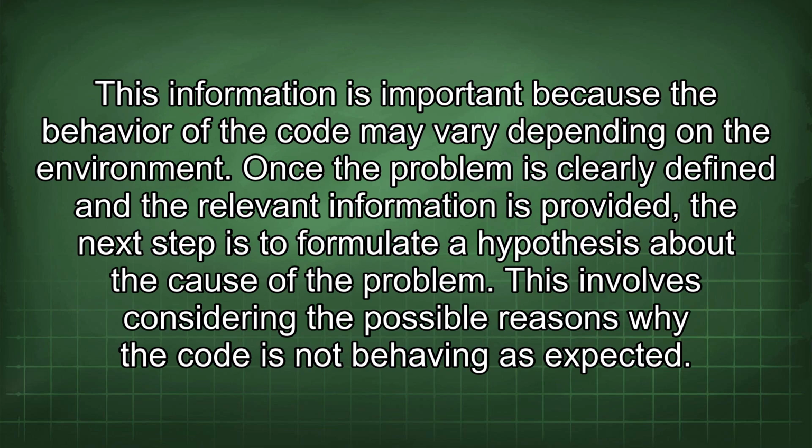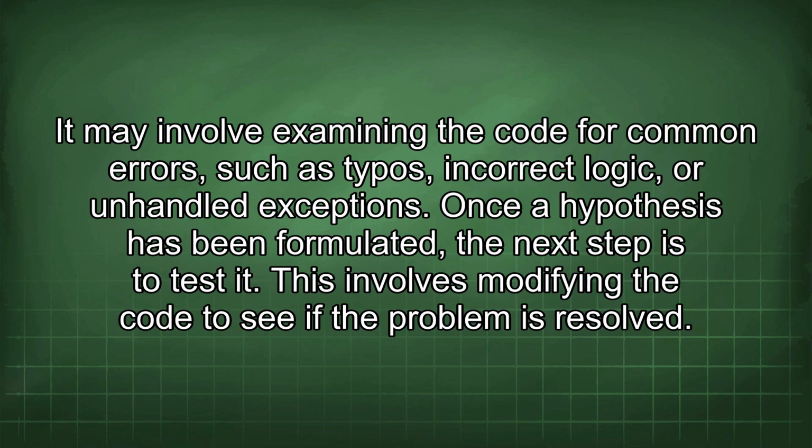Once the problem is clearly defined and the relevant information is provided, the next step is to formulate a hypothesis about the cause of the problem. This involves considering the possible reasons why the code is not behaving as expected. It may involve examining the code for common errors, such as typos, incorrect logic, or unhandled exceptions.